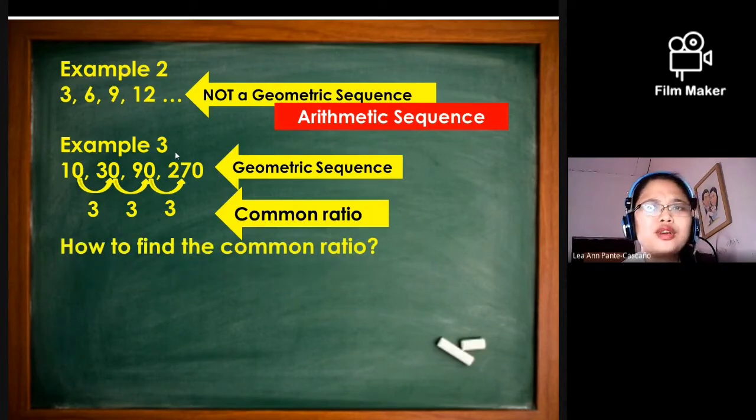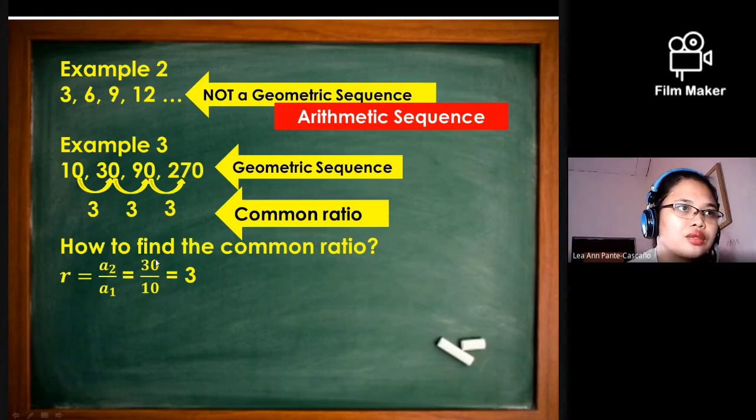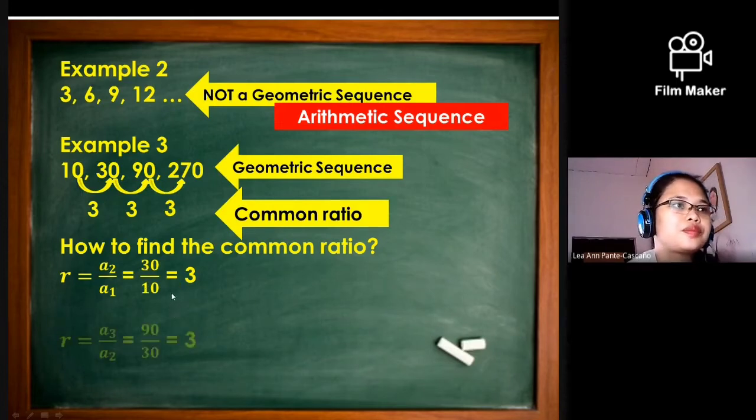Paano ba makukuha si common ratio, ma'am? So, ganito po yung process. Common ratio is equal to the second term divided by the first term. So, that is now 30 divided by 10. 30 divide 10 equal to 3. Okay, shortcut natin. Since pareho kang may 0 sa dulo, you can cancel out 0 and 0. Ang matitira na lang is 3 and 1. So, 3 divide 1 is 3.